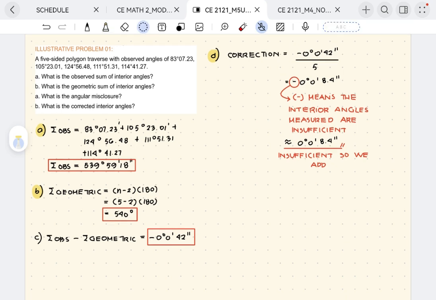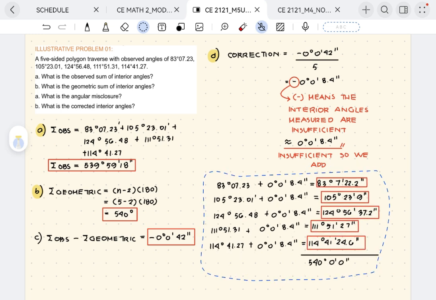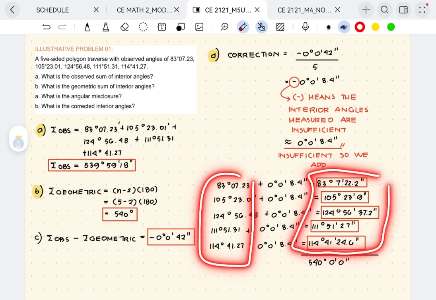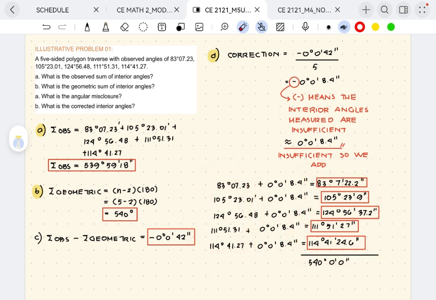Since it's insufficient, we have to add the correction on each of the given angles. So I added all of the corrections to the given angles and I arrived with the following answers. Take note, when you sum all of this, it should be equal to 540 degrees, 0 minutes, and 0 seconds.